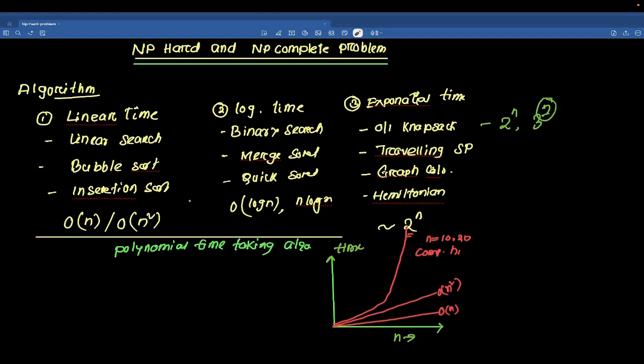The basic idea is, if you have a complex algorithm with time complexity of 2 to the power n, we try to find another algorithm for this so that we can compute it in polynomial time. That is the primary requirement.